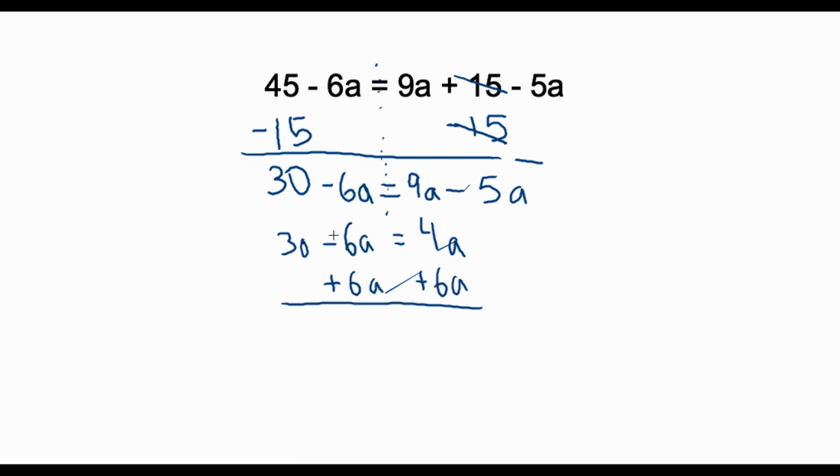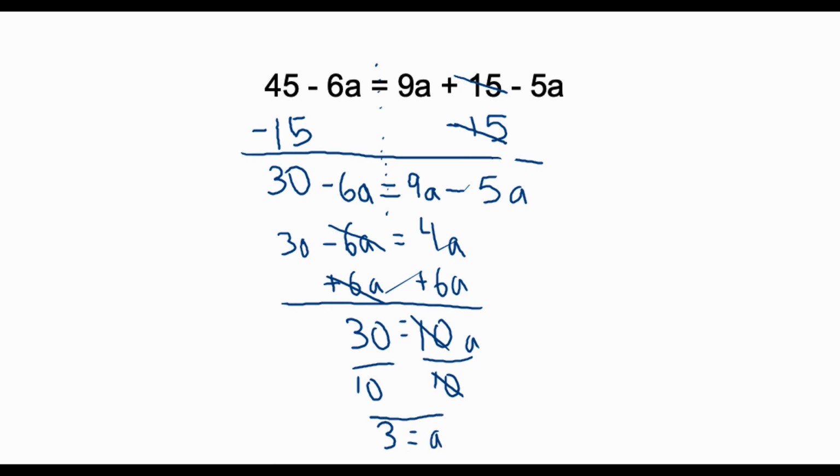All right, now the 6a will cancel with the 6a on this side, giving us 10a on this side. The 30 will come down as is, and we're one step closer to getting the final answer. Over here, we're going to be dividing by 10 on both sides because the 10 is the coefficient of the a, canceling the 10, giving us 3 equal to a. And that's the answer for a.